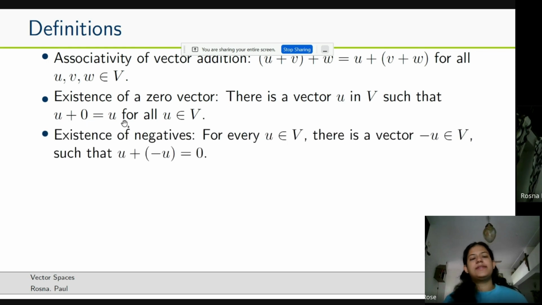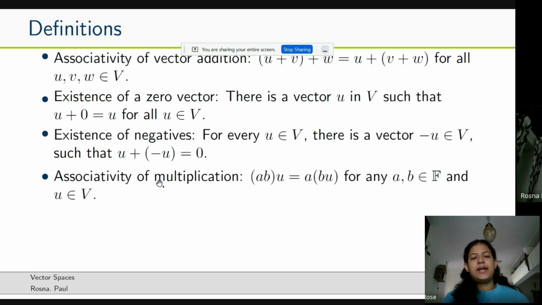So zero is a representative of that element, such that u plus that element will give you the same u. The next property is the existence of negatives. That is, if you have an element u in V, there should exist another element which we represent by minus u, such that if you add those two elements, that is u plus minus u, you will get this zero vector.